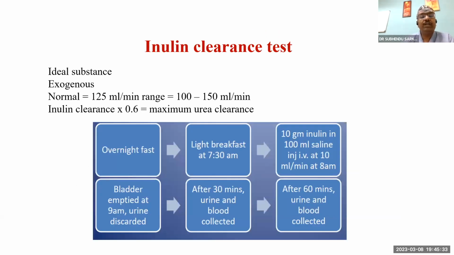The next one is the inulin clearance test, using an exogenous substance. Till now, the endogenous ones are over. It's the ideal substance. It's exogenous. Normally it is in the 125 ml per minute range, 100 to 150 ml per minute clearance. And inulin clearance into 0.6 is the maximum urea clearance. And we all know from the previous chart that inulin is equal to the GFR. So it has to be 100% come out.